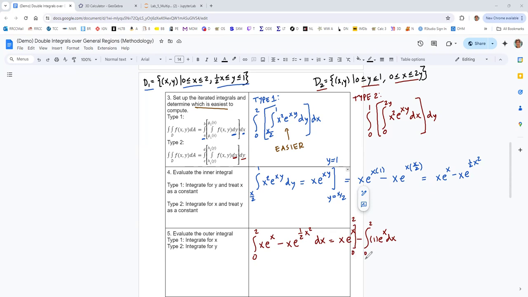Before we get to the other part, let's just finish this. That second integral is just e to the x. And so you get x e to the x minus e to the x. And then we'll do it all evaluated from 0 to 2.